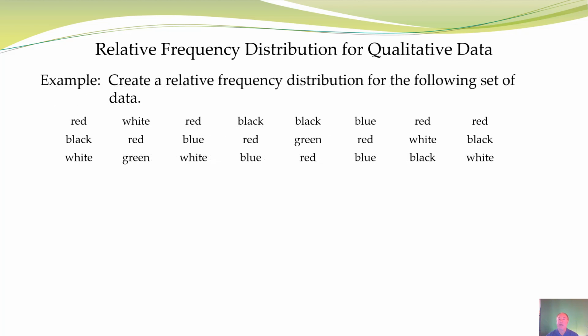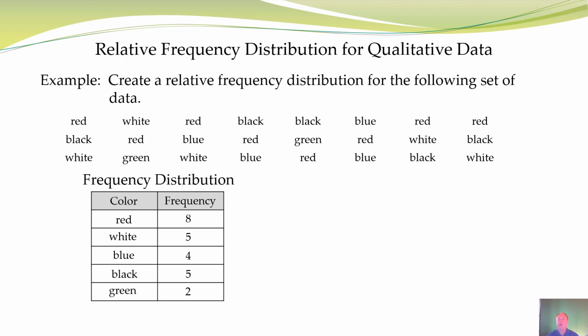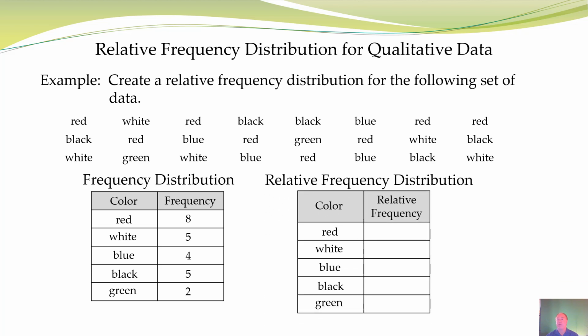So let's go back to the example we used earlier. We come up with the frequency distribution. Now we want to do the relative frequency distribution. The table looks the same, except for now instead of having frequency, we're going to have relative frequency. Now remember, relative frequency is the frequency divided by the sum of the frequency. So for red, it's going to be 8 divided by 24, and we can round that off to 3 decimal places, 0.333.